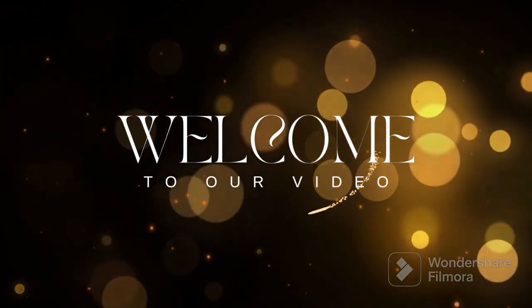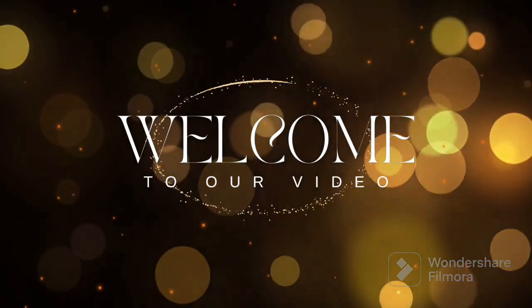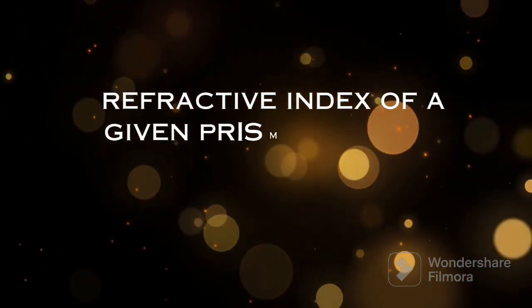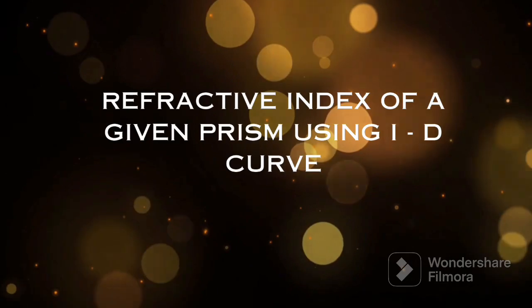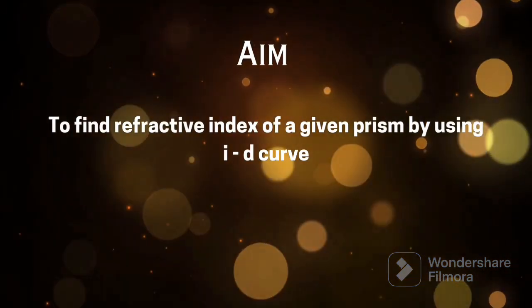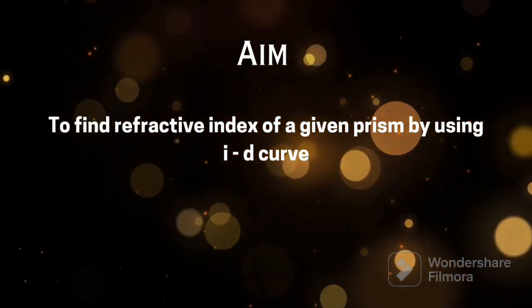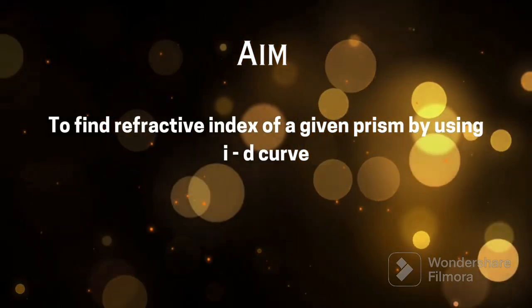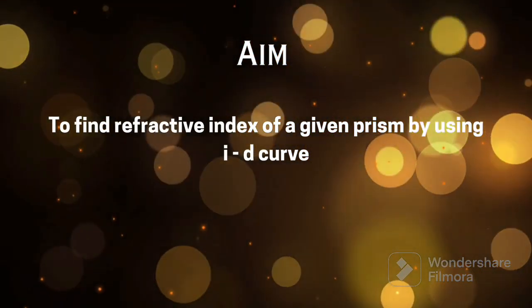In this video, we'll be doing a wonderful experiment, that is the i-d curve experiment through a glass prism. That is, refractive index of a given prism using the i-d curve. So friends, before doing the experiment, let's have a look at the aim of the experiment. The aim is to find the refractive index of a given prism by using the i-d curve.